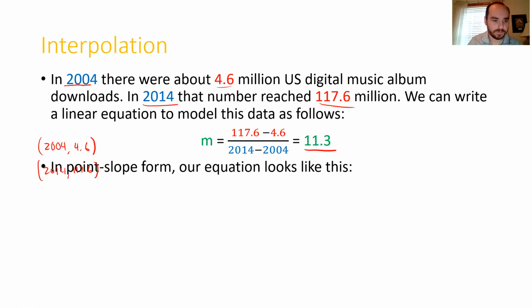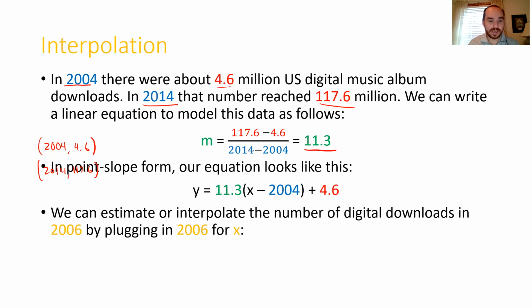So in point slope form, sorry, I know that's kind of hard to read, our equation looks like this. The reason for using point slope form here is because all of these points are really far away from the origin, right? You have 2004 to 2014 for your x values. So switching it back to the origin would just mean that you're using really big numbers in your calculation. So in this case, it's going to be a little bit easier. This is our point slope form equation: y equals 11.3(x minus 2004) plus 4.6. I just used the smallest point, rather than 2014 and 117.6, because this will end up being easier.